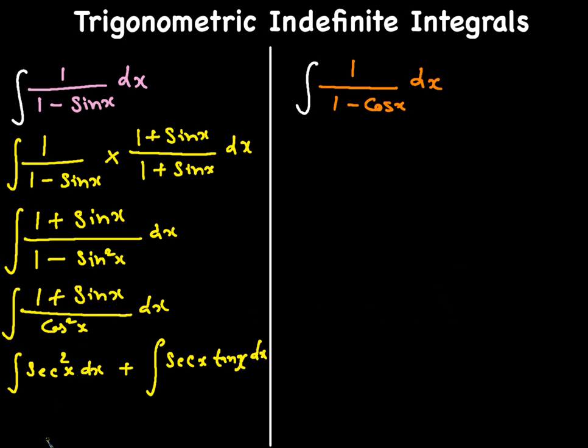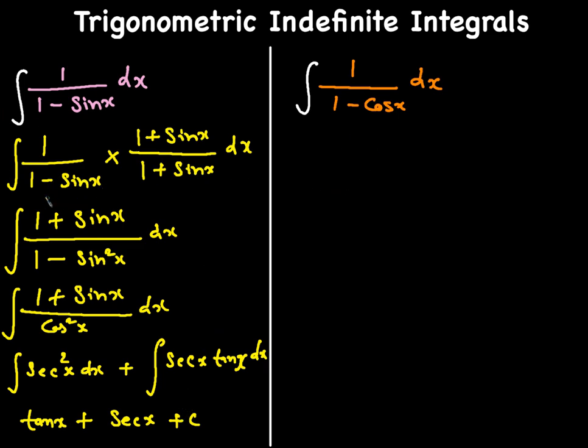We know from the formulas that the integration of secant square x is tangent x, and the integration of secant x tangent x is just secant x plus the constant of integration. All right, let's work on the second one.